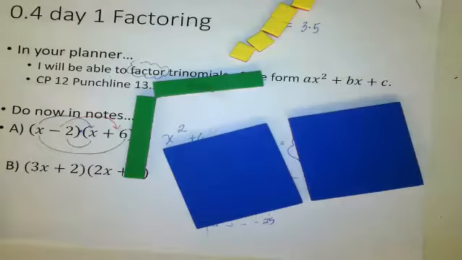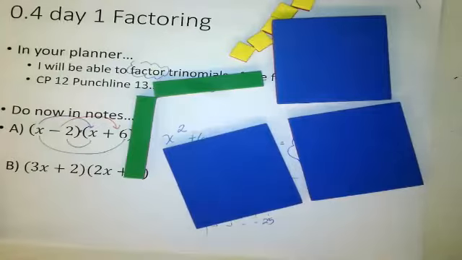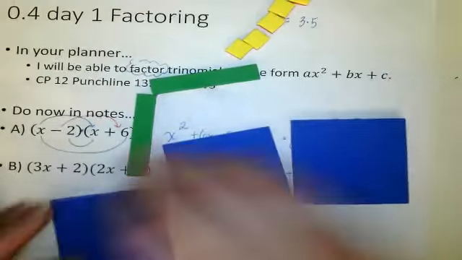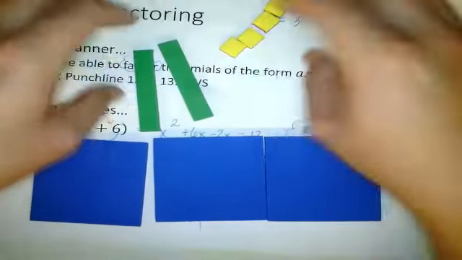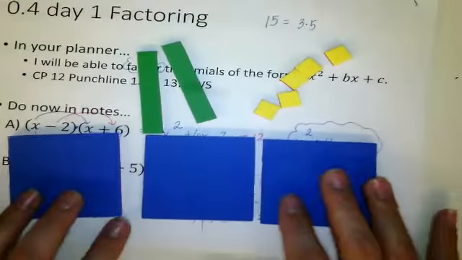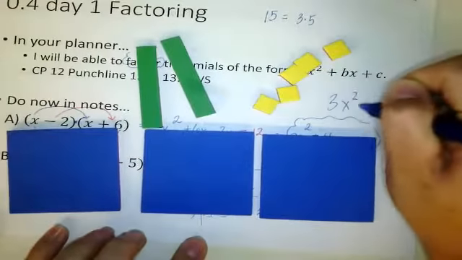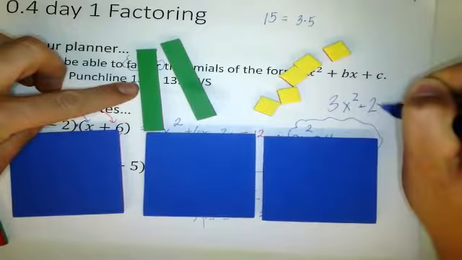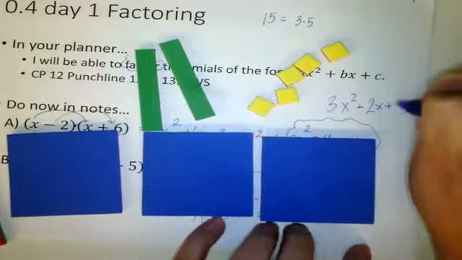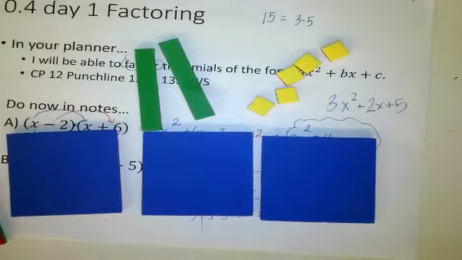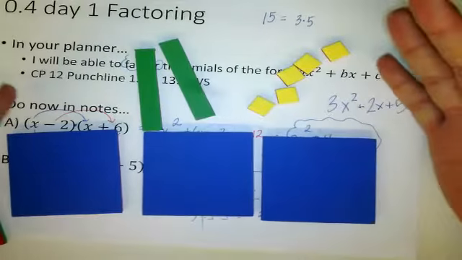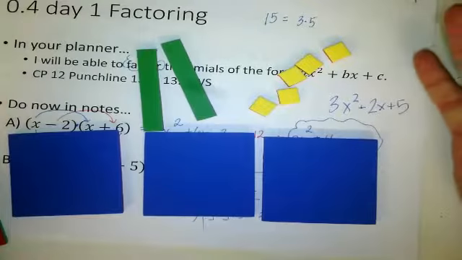Right? And this would be 3x squared. Does that make sense to you? So I can represent polynomials using these algebra tiles. Right here, this is the visual representation of 3x squared plus 2x plus 5. Okay? So every polynomial can be represented visually. Isn't this crazy? It is.